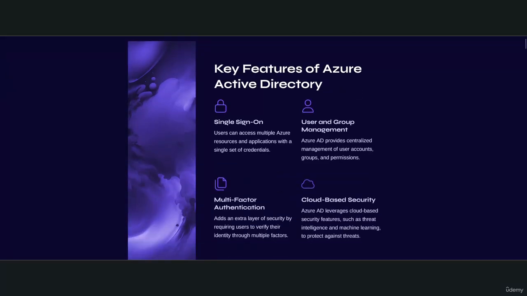Key features of Azure Active Directory. Single sign-on. Users can access multiple Azure resources and applications with a single set of credentials. User and group management. Azure AD provides centralized management of user accounts, groups, and permissions. Multi-factor authentication adds an extra layer of security by requiring users to verify their identity through multiple factors. Cloud-based security. Azure AD leverages cloud-based security features such as threat intelligence and machine learning to protect against threats.